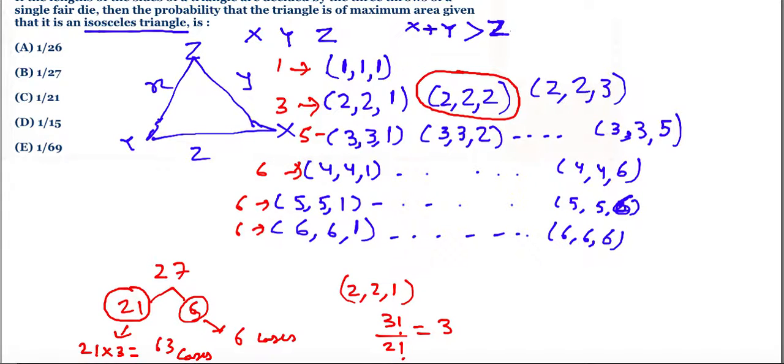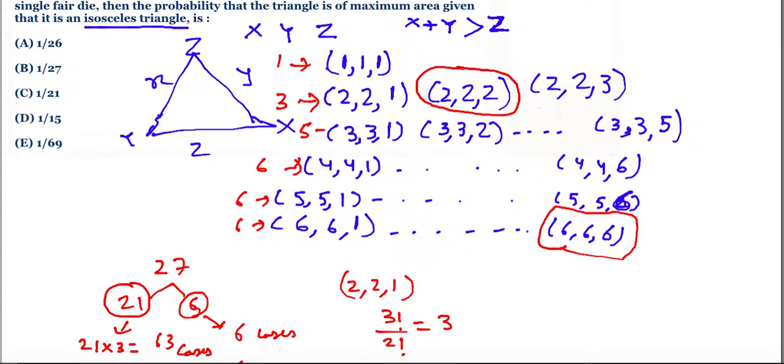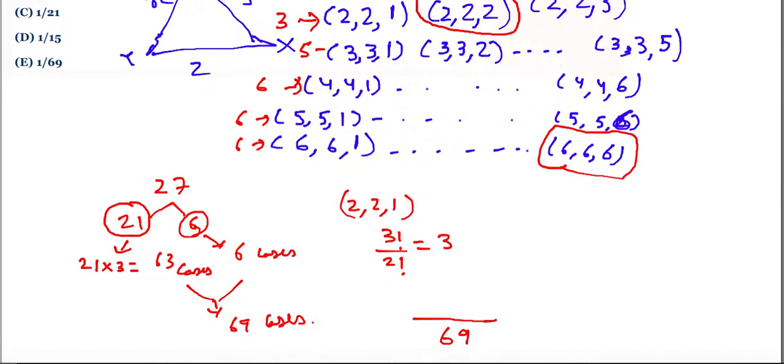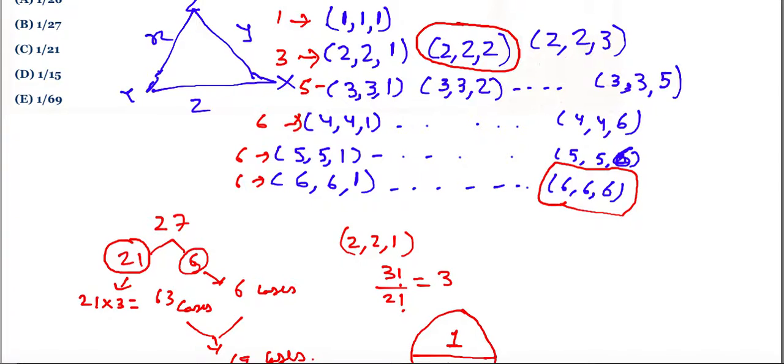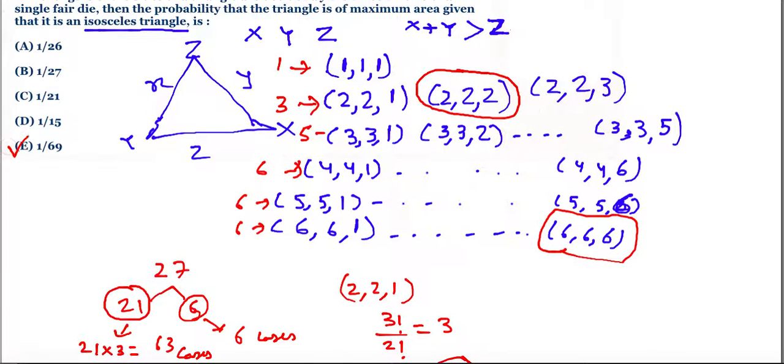Given the dimensions here, the biggest dimension is 6, 6, 6, right? So this is that triplet which will ensure maximization of triangle area. And of course, it's just one out of those 69 cases. So what we have in the numerator is 1. So 1 by 69 is our correct probability. Choice E is the correct answer. Thank you.